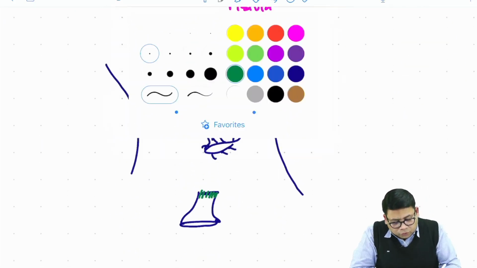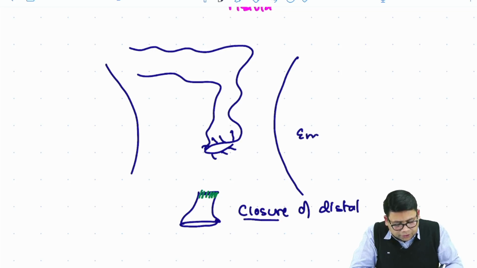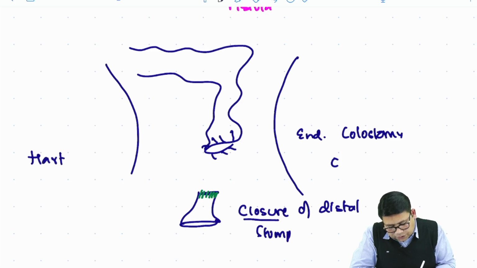So, if you do the closure of the distal stump, this is what is known as an end colostomy. This is basically an end colostomy with closure of the distal stump, and that is what is known as a Hartmann's procedure. And this is very, very important.